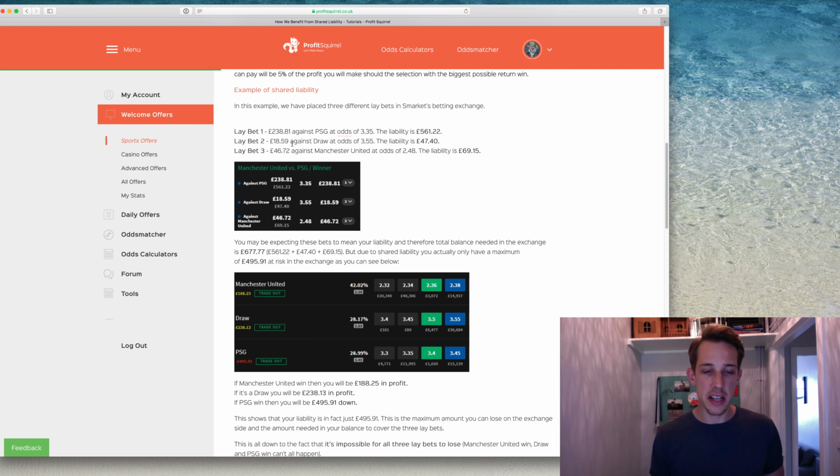and we've essentially laid against all the outcomes here. So we've laid against PSG, we've laid against the draw, and we've laid against Manchester United. And on each of these, we've noted down the lay stake here, which has probably been calculated for us by the Profit Squirrel calculator. So the first one, 238.81, the second one, £18.59, third one, £46.72.